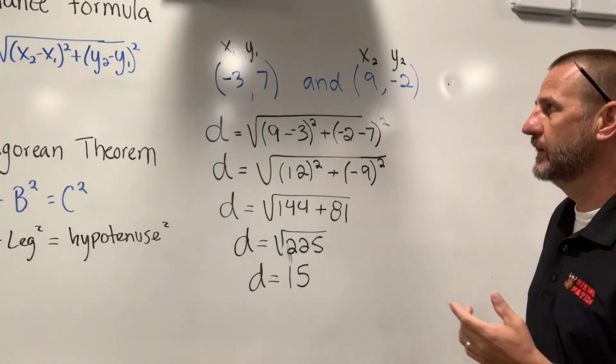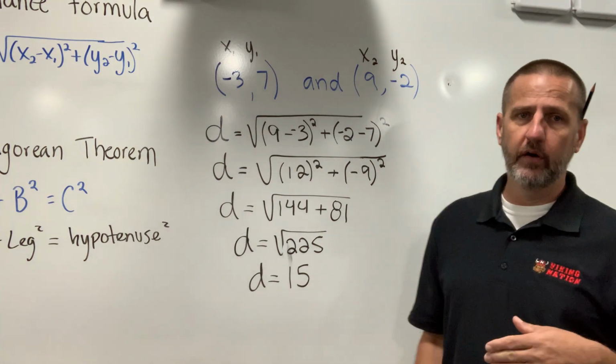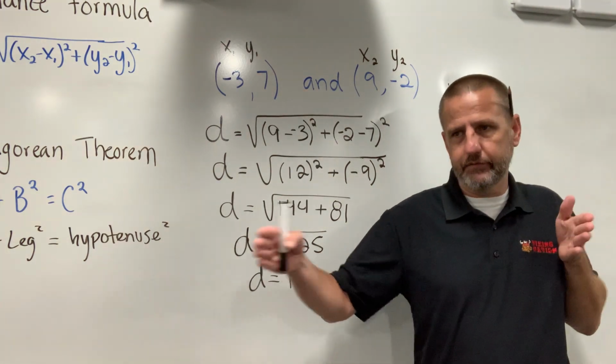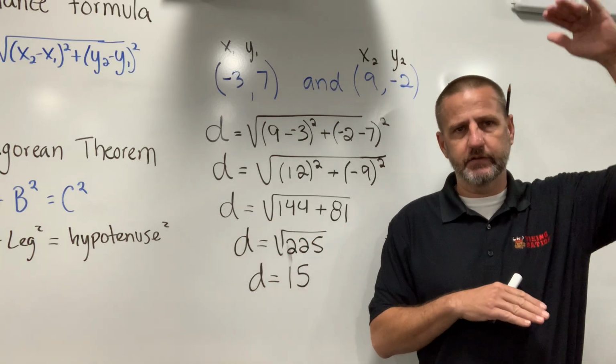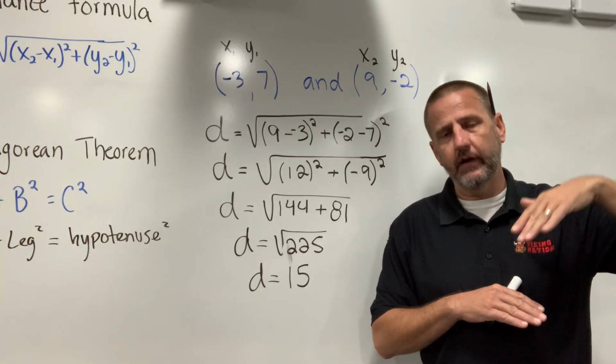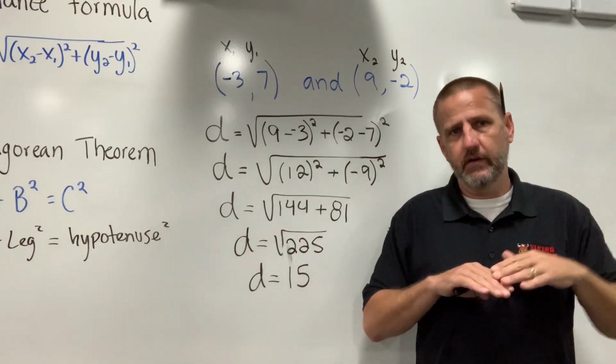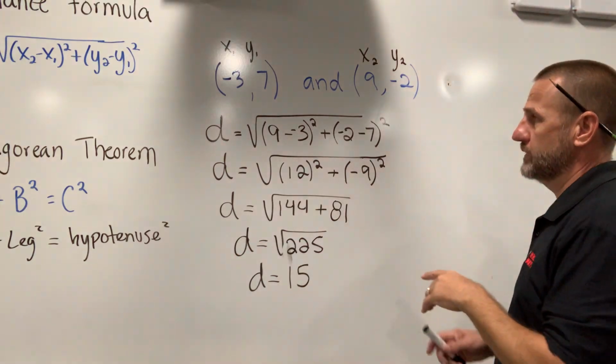Well, in this case, let's make A our distance from left to right, and our B the distance going vertically up and down. So we have our horizontal distance and vertical distance. So let's look at that.